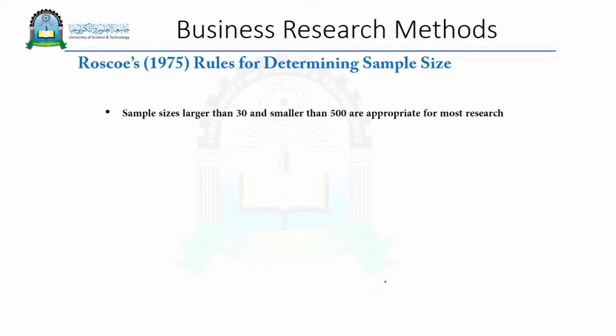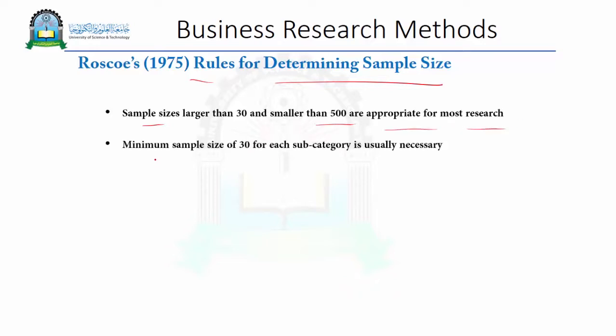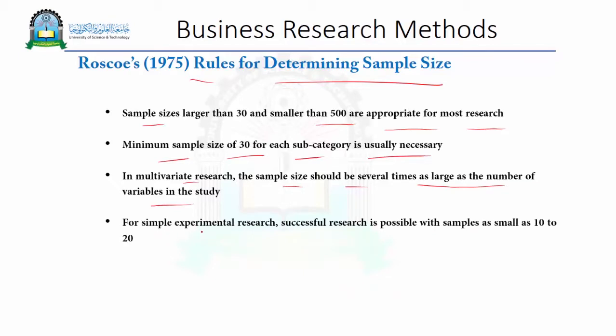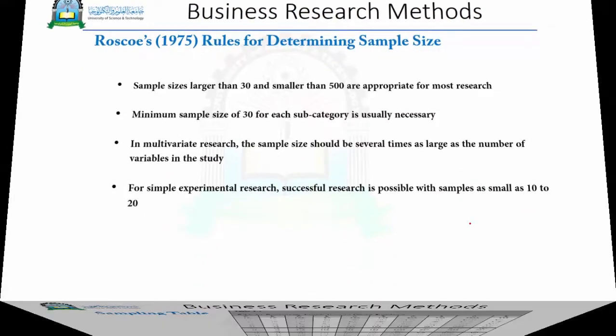According to Roscoe, he came up in 1975 with some rules for determining the sample size. The first rule is that sample sizes larger than 30 and smaller than 500 are appropriate for most research. A minimum sample size of 30 for each subcategory is usually necessary. In multivariate research, the sample size should be several times as large as the number of variables in the study. For simple experimental research, successful research is possible with samples as small as 10 to 20. This is very important also.